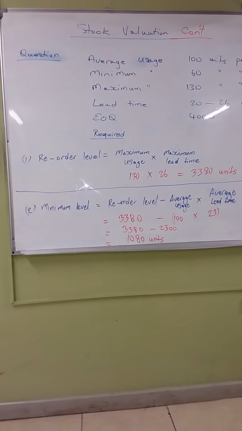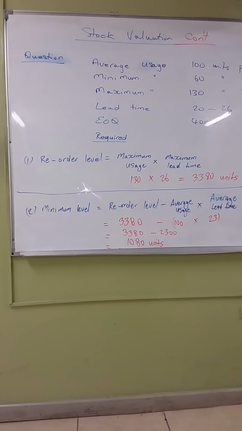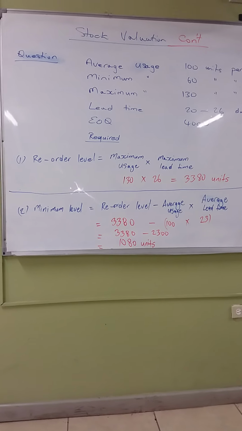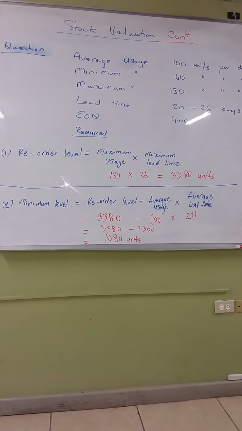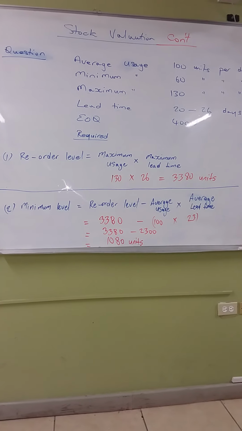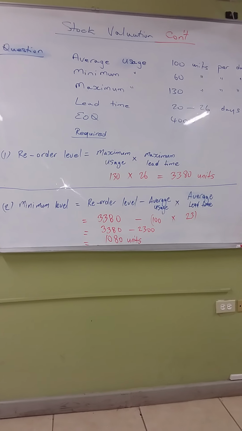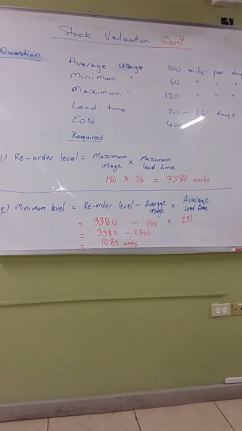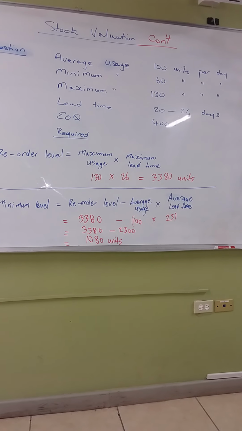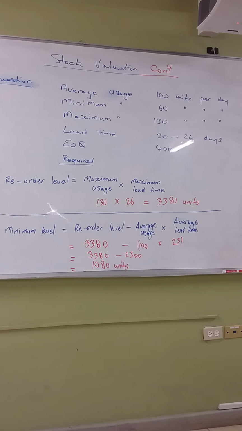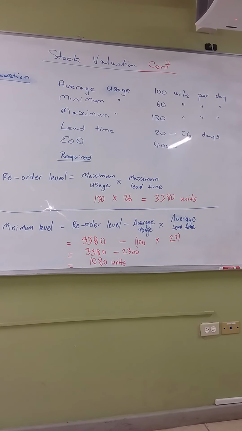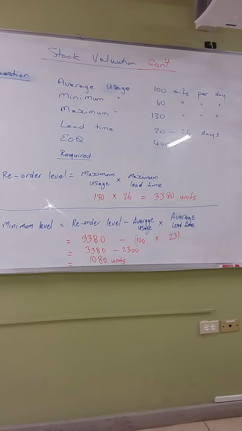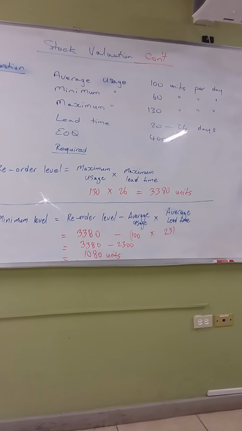All right. Now the first thing that we're going to calculate is your reorder level. Now the formula for calculating the reorder level is your maximum usage times the maximum lead time. Maximum usage means the maximum amount of goods that you use multiplied by the maximum lead time. Now if you're looking at the question, the third item there, maximum usage was what? 130 per day, multiplied by your maximum lead time.